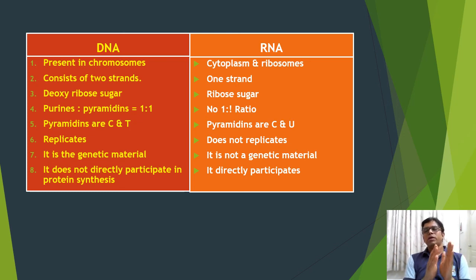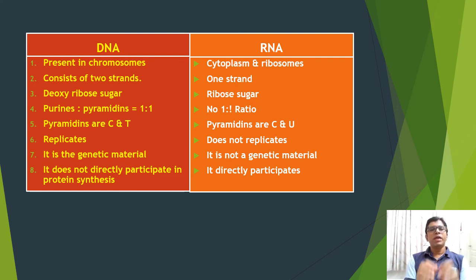DNA is present in chromosomes generally. Generally, RNA is present in the cytoplasm and ribosomes. DNA consists of two polynucleotide strands, whereas RNA consists of only one polynucleotide chain or strand. There are some exceptions. In some viruses, single-stranded DNA may be present, and in some viruses, double-stranded dsRNA may be present, but that is exceptional. Generally, DNA consists of two strands. Generally, RNA consists of a single strand.